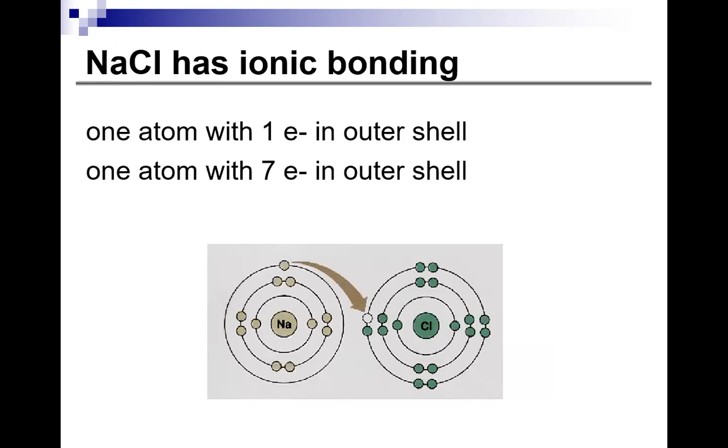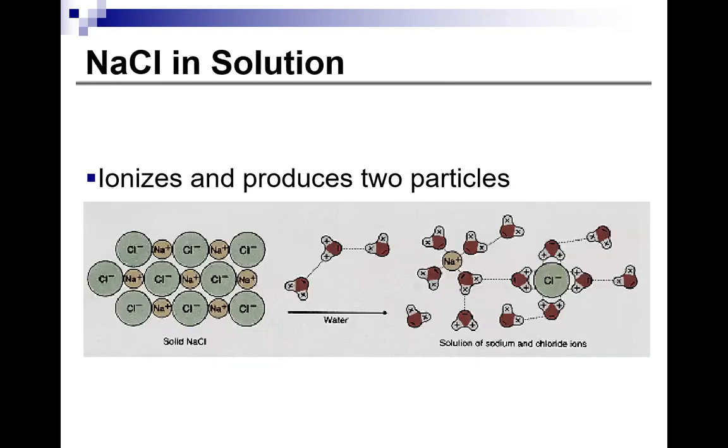All right, so this is showing you what I showed you there. So NaCl is formed from ionic bonding. One atom has one electron in its outer shell, that's your sodium. Your chlorine has 7 electrons in its outer shell, so sodium will transfer to the chlorine. They become a sodium ion and a chlorine ion, charged particles that are attracted to each other, forming that ionic bond.